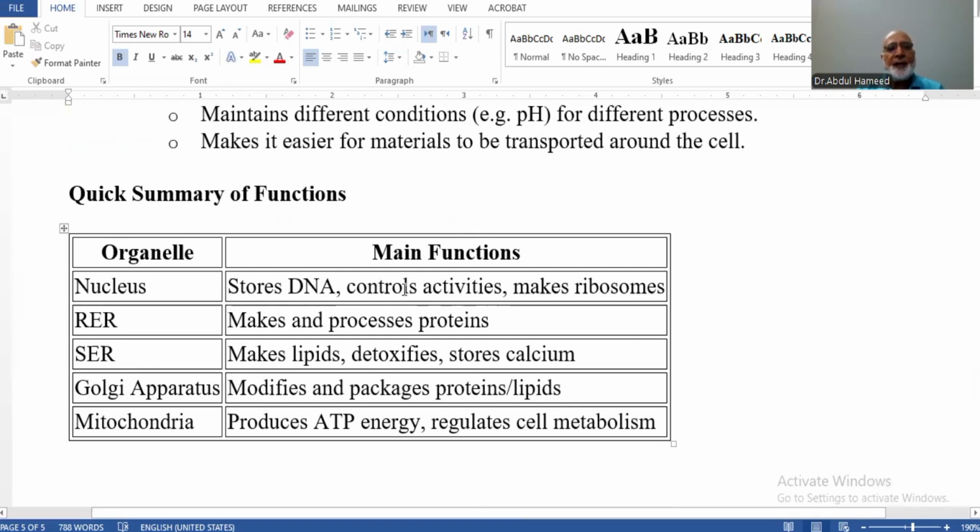The nucleus stores DNA, controls all activities, and makes ribosomes. The RER makes and processes proteins. The smooth endoplasmic reticulum makes lipids, detoxifies certain drugs, and stores calcium. The Golgi apparatus modifies and packages proteins or lipids for transport inside or outside of the cell. Mitochondria produce ATP energy and regulate cell metabolism. So these are the different organelles given in our syllabus.